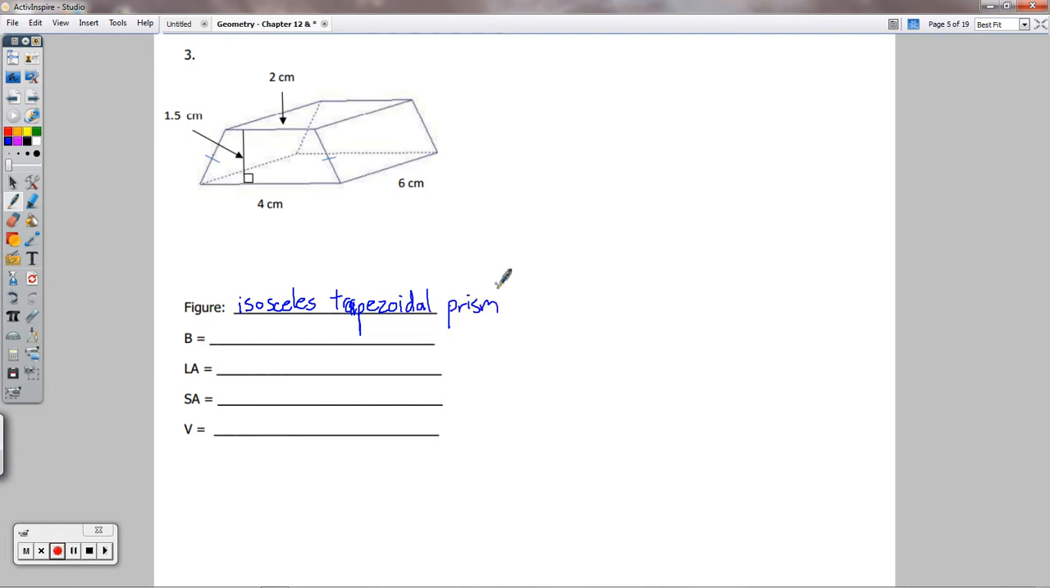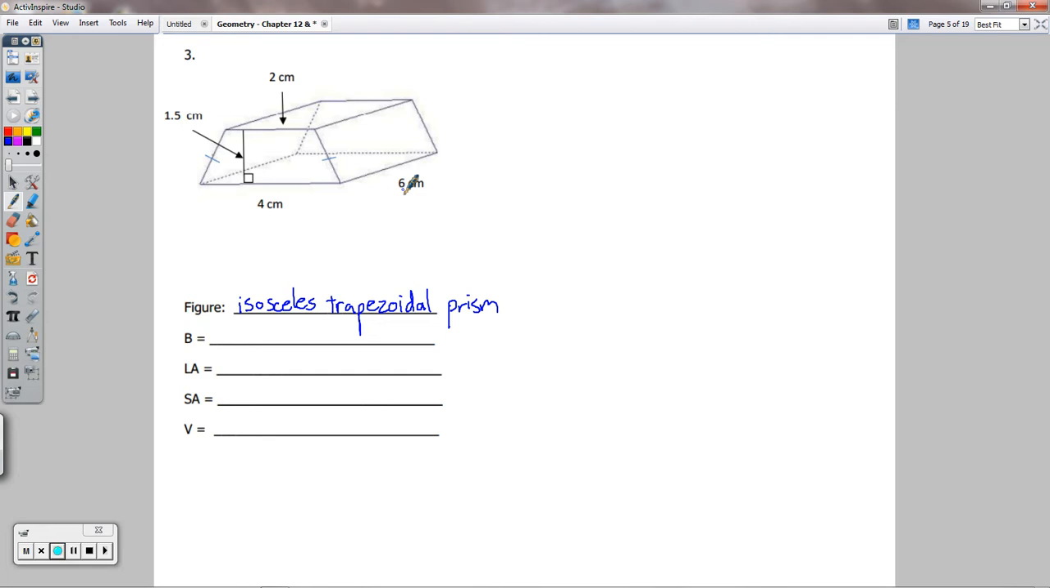If you said trapezoid prism, I'd be okay with that. That is a horrible looking A. Let me make that a little better looking there. So trapezoidal prism. All right. If you just say trapezoidal prism, we'll accept that too.